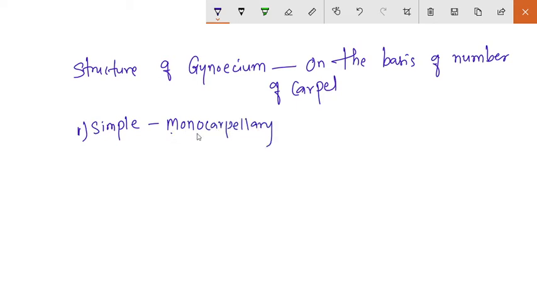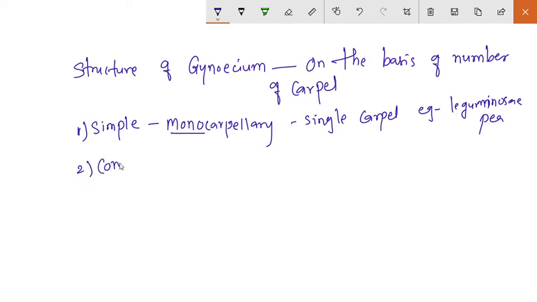The mono means single and carpellary means carpel. Okay. So when there is a single carpel, that is known as the simple gynoecium. Okay. So example Leguminosae, for example pea. Peas, and gokarna and so on, all these are Leguminosae, or even if we look at Gramineae, there we see a simple single carpel.